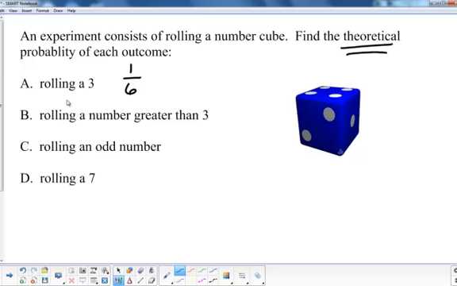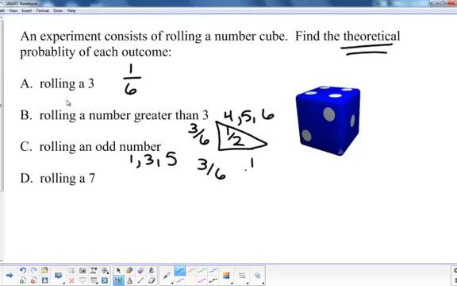Rolling a number greater than 3, so that would either be the 4, the 5, or the 6. That is 3 out of the 6 possibilities, which is 1/2. Rolling an odd number, that would be 1, 3, or 5. So that would be 3 out of 6 again, which is another 1/2. Rolling a 7, that's impossible because the number cube only goes up to 6. So 0 out of 6 is a probability of 0.